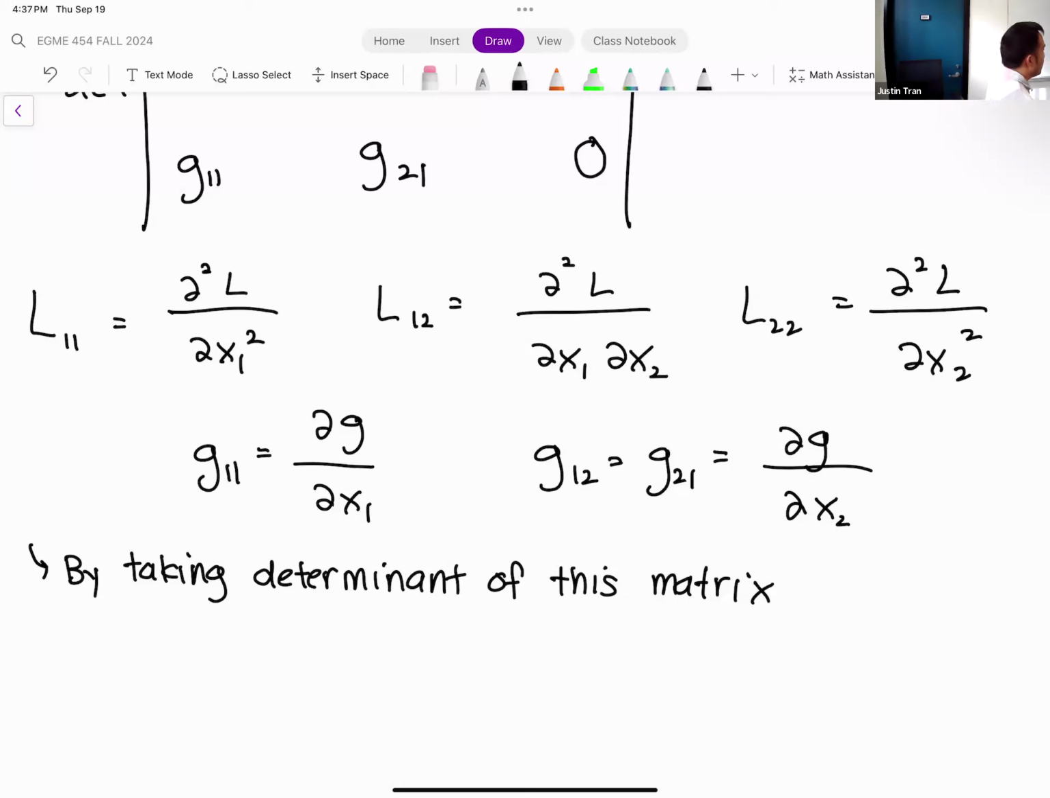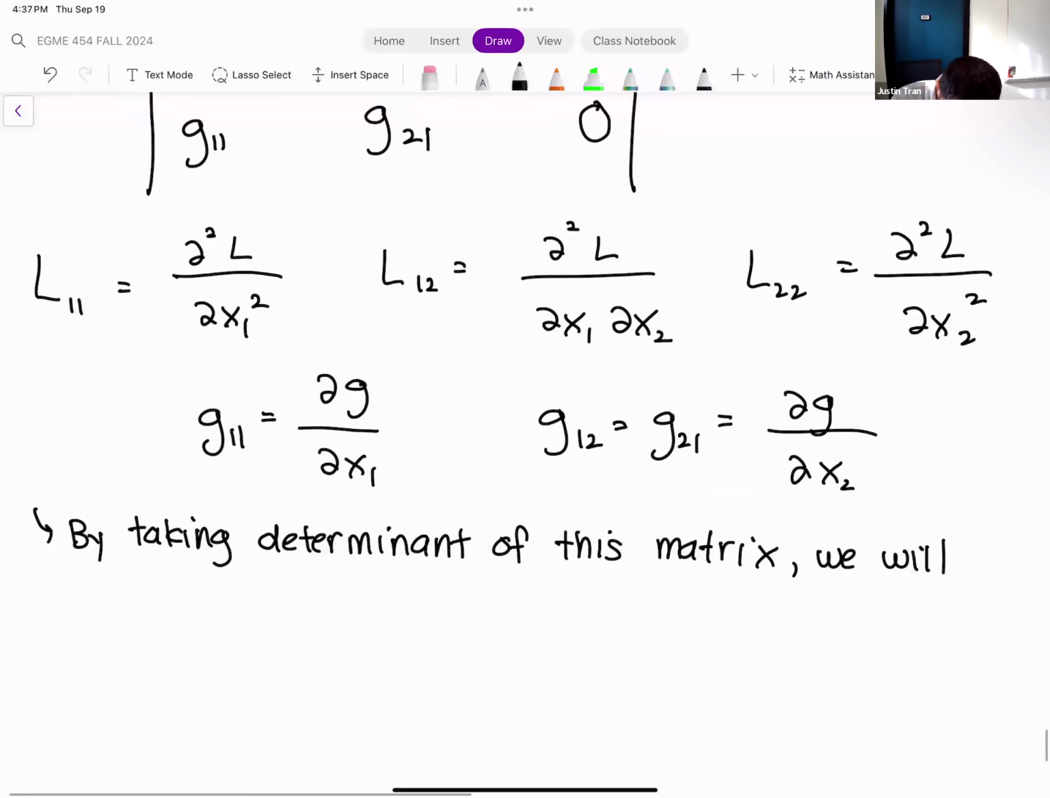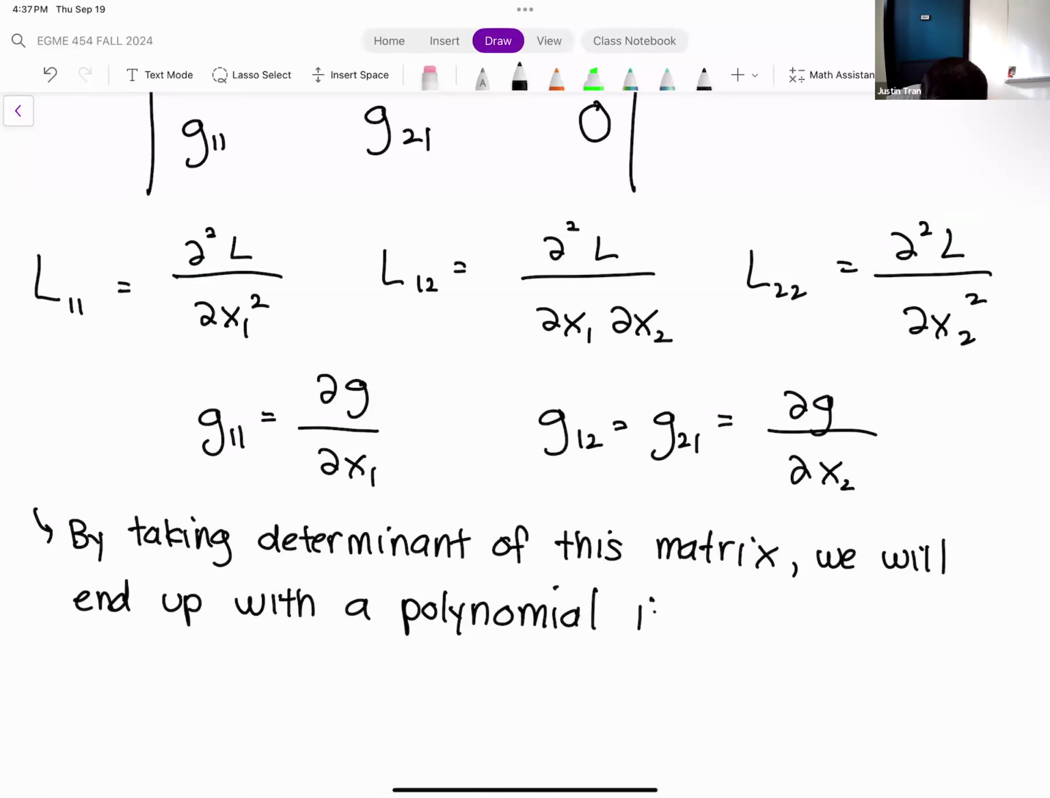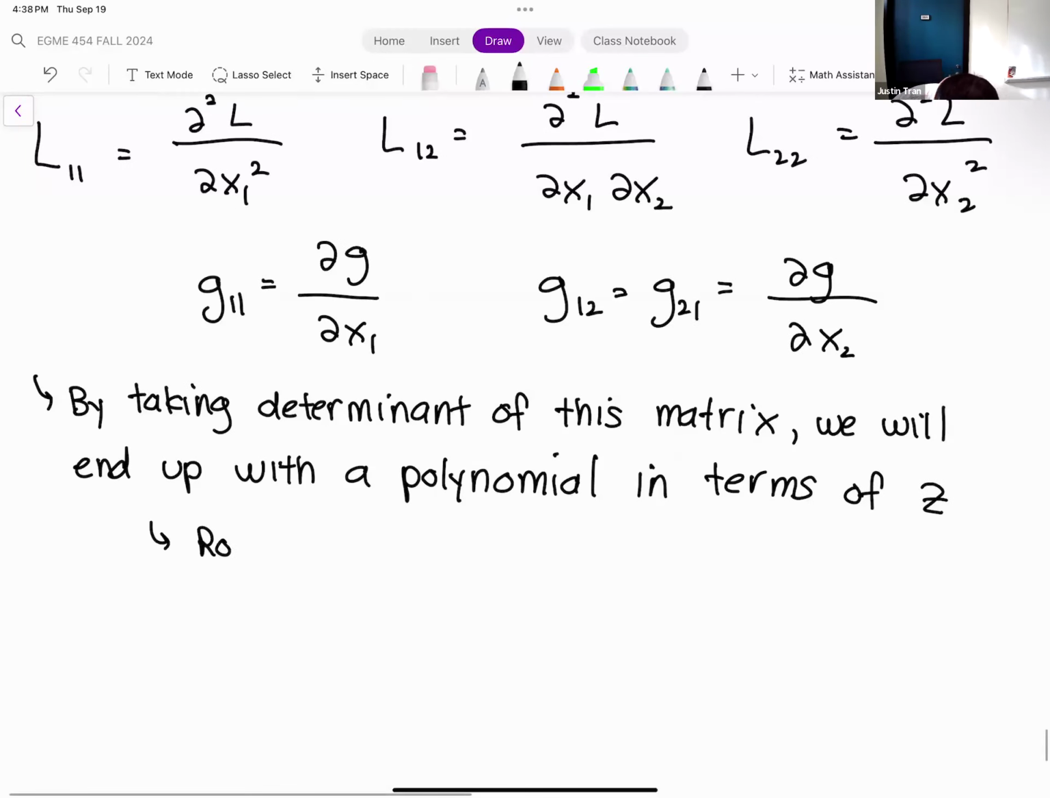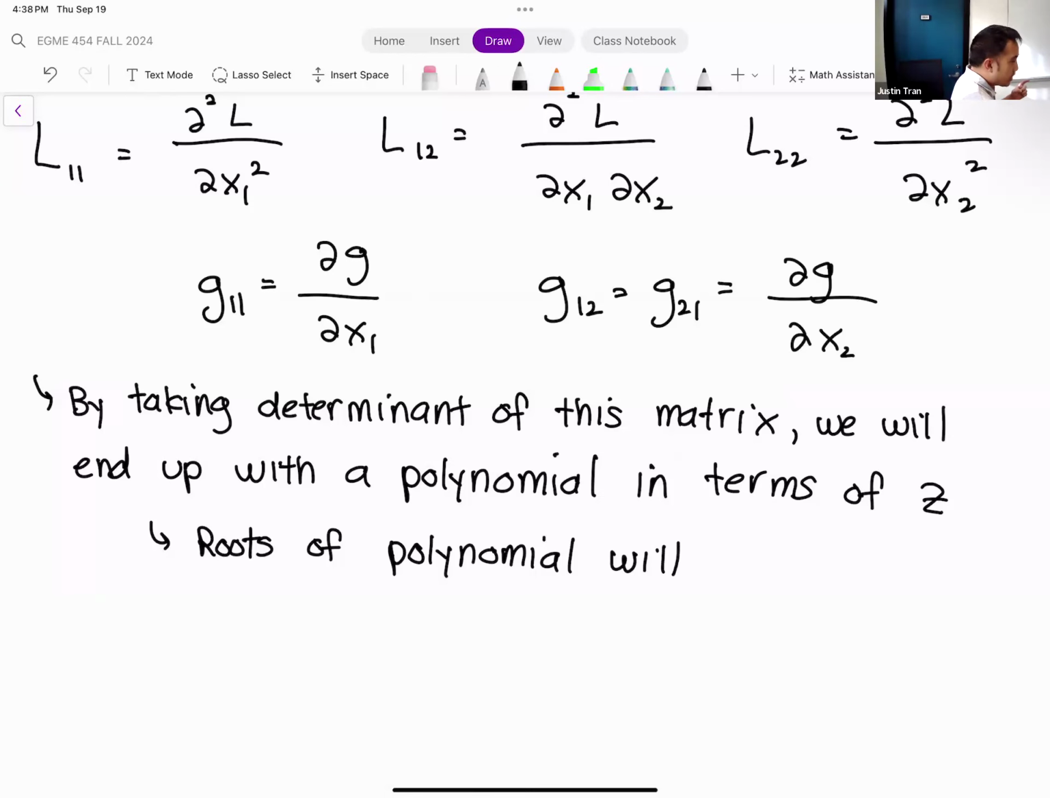By taking the determinant of this matrix, we're going to end up with a polynomial in terms of z. And of course, we have a polynomial. We can then solve for the roots of that polynomial. And depending on the sign of the roots of that polynomial, that'll tell us whether our optimum is either a max, a min, or neither.